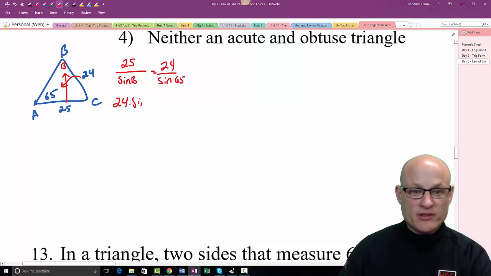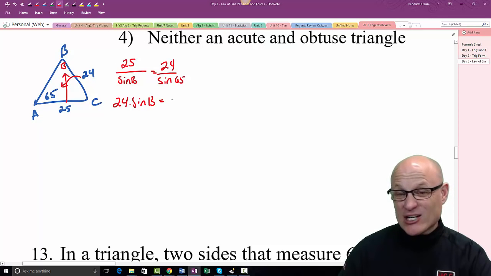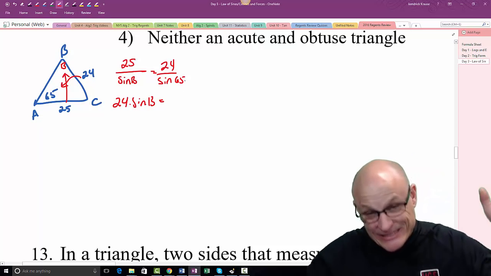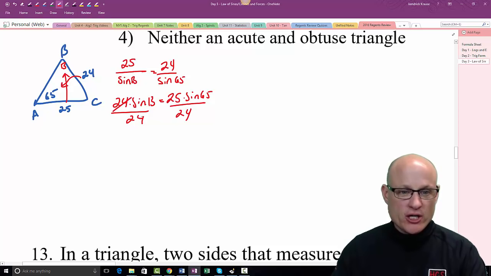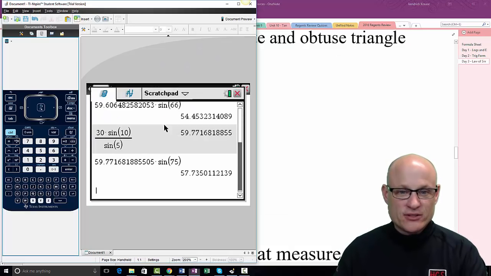24 times the sine of B. Since I'm going to be looking for an angle, the last step I have to do is inverse sine. So 25 times the sine of 65, and divide by 24. Ka-ching. And I get sine B equals some mess.